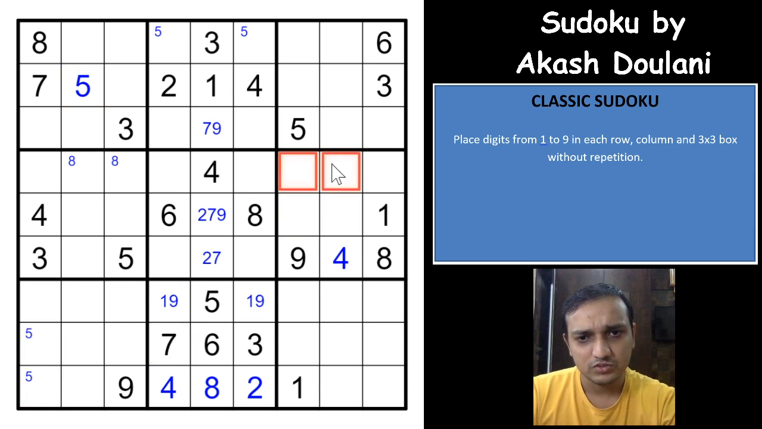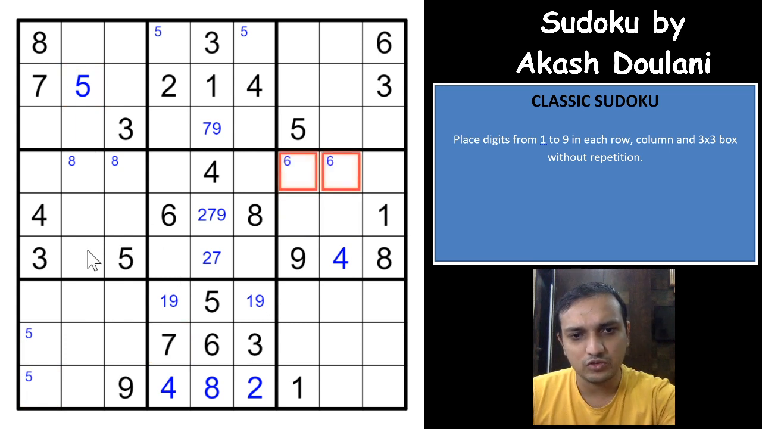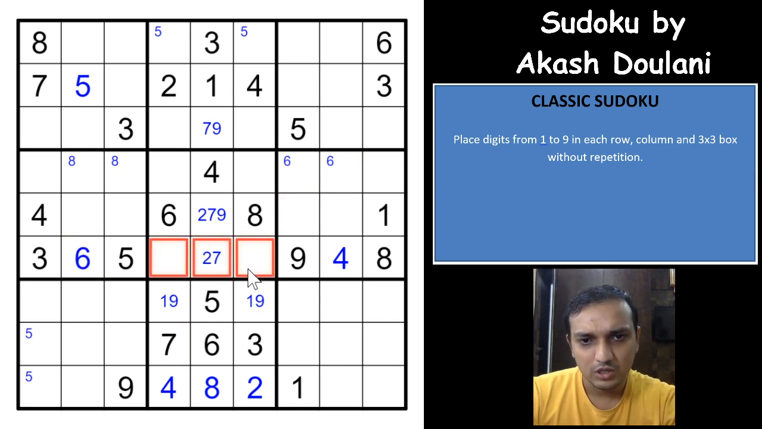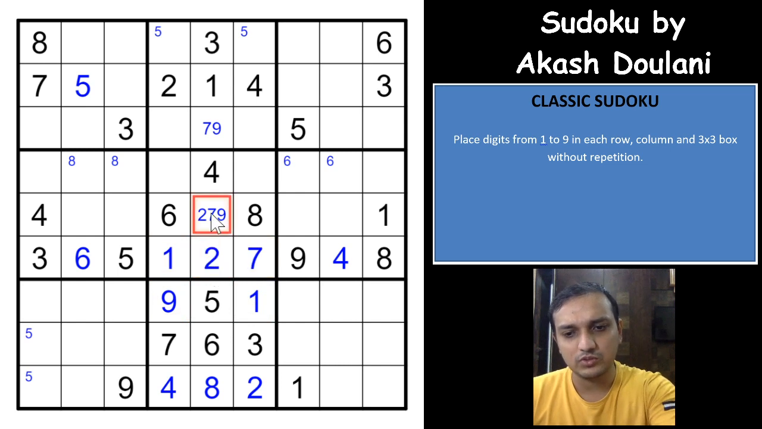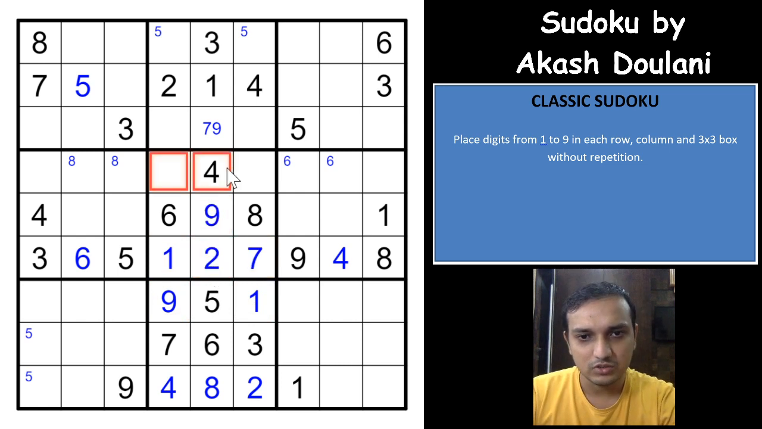So 6 would have to be in one of these two cells. That gives you a 6 here in this column. So this would have to be 2, 7, and 1, right? This would have to be 1, this is a 7, this is a 2, this is a 9. Excellent. That's a very fast solve for now.